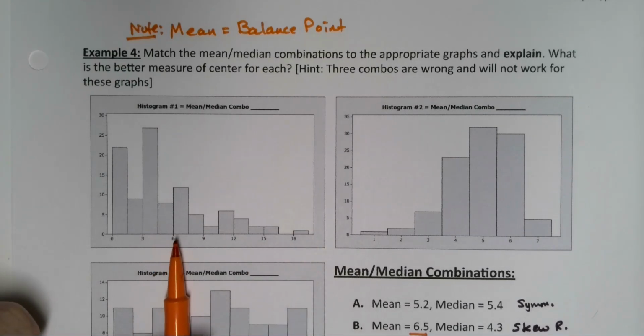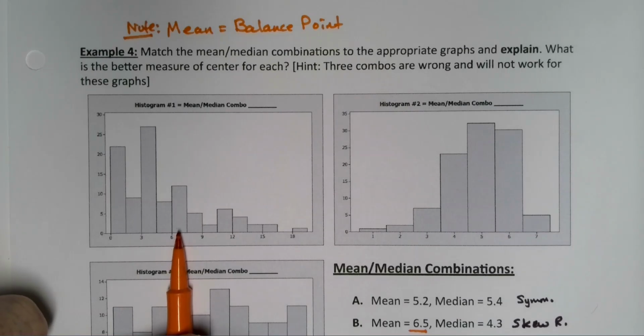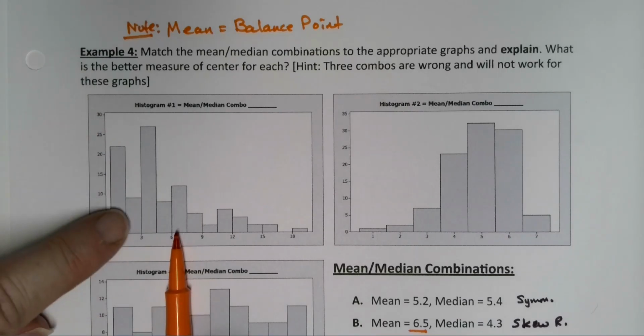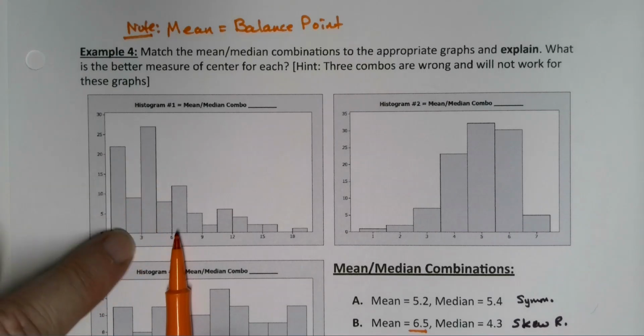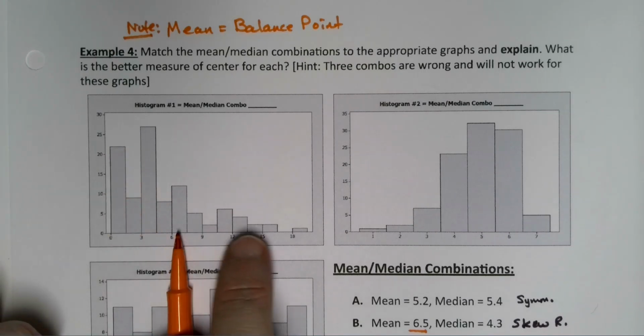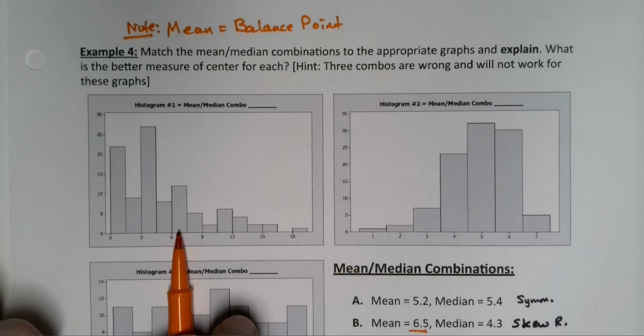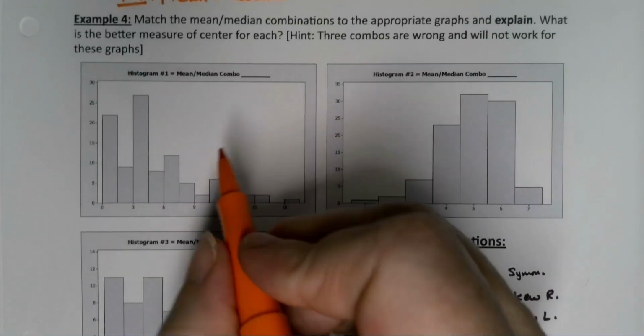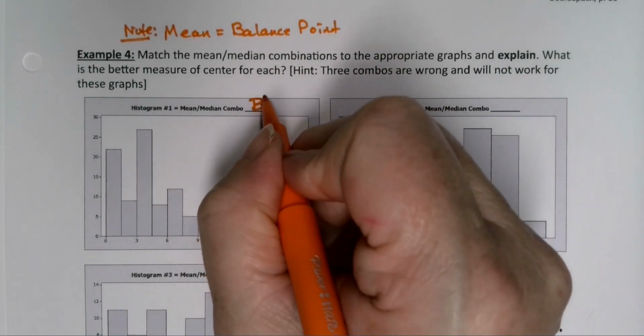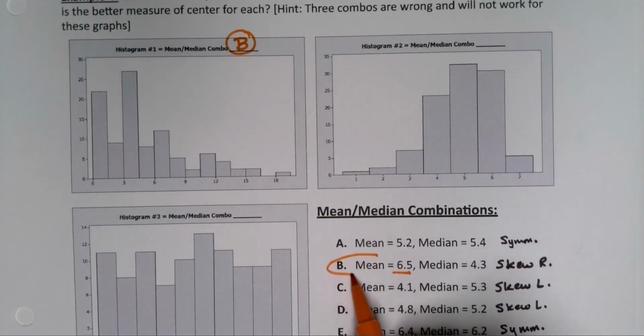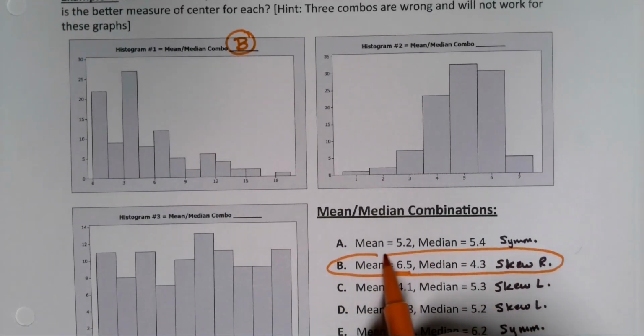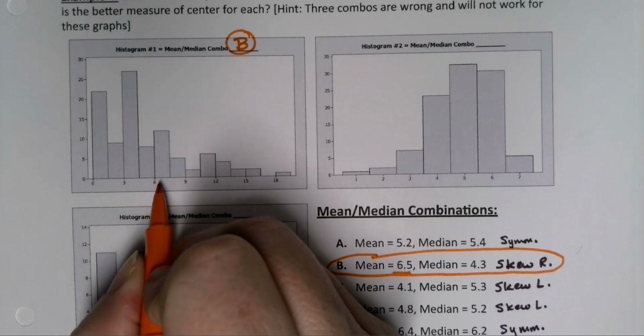I don't know if I buy that. And then 6.5 would be right there. That seems like a more fair, even distribution. About that piece over there would balance with that piece over there. So I'm going to guess that this is B, right? Because of the balance point, because it balances right around here.